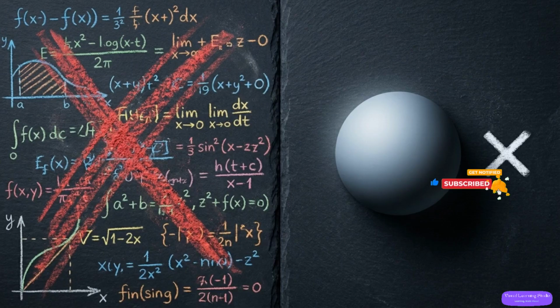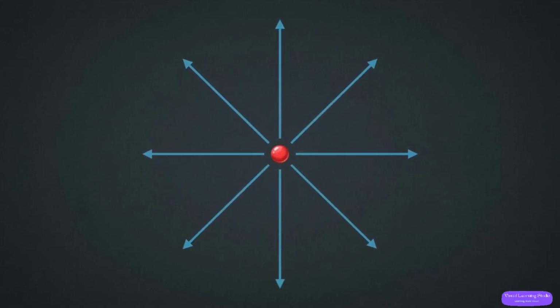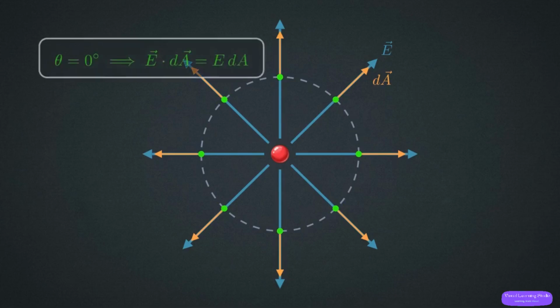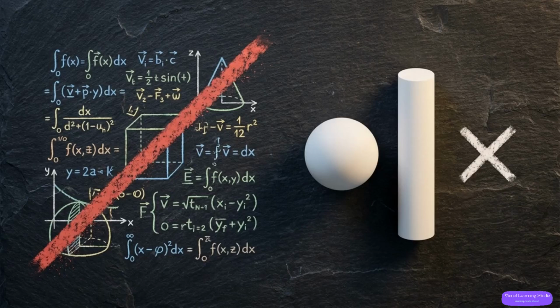Because the shape of the boundary doesn't change the total flux, we have a massive advantage. If we carefully choose an imaginary boundary that matches the physical symmetry of our charge, the electric field aligns perfectly with our area vectors. The calculus cancels out, leaving us with basic multiplication.